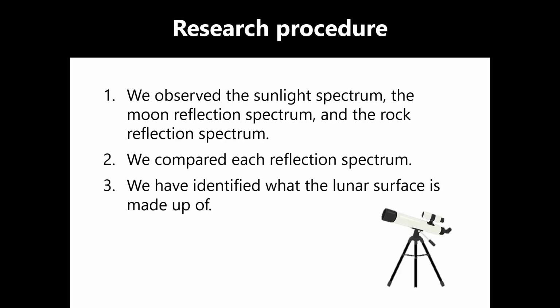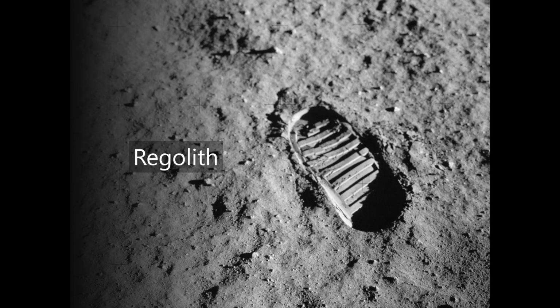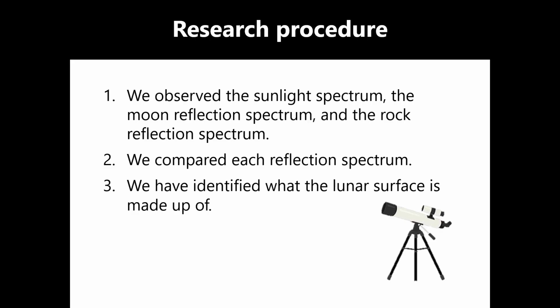We proceeded with the research in the following procedure. First, we observed the sunlight spectrum, the moon reflection spectrum, and the rock reflection spectrum. The surface of the moon is covered with fine-grained sand called regolith because it was crushed by the impact of meteorites. Therefore, we used the reflection spectrum of powdered rocks in the studies.